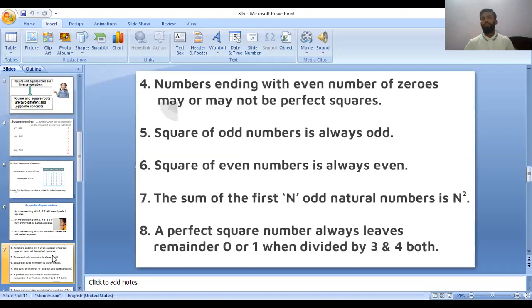So we have discussed so far 7 properties. Next property is a perfect square number, property number 8. A perfect square number always leaves remainder 0 or 1 when divided by 3 and 4 both. Here it says perfect square number, meaning you do not need to check the numbers that would be given. Like if you already know that this number is a perfect square, then this property can be satisfied.